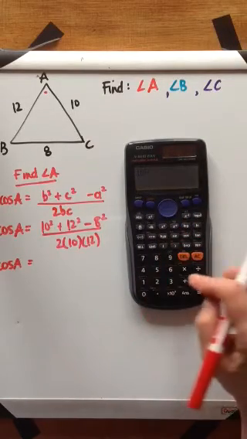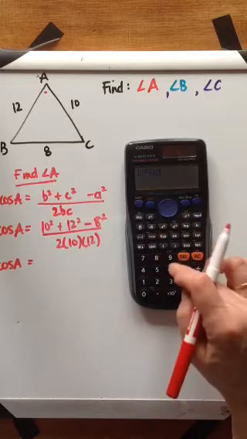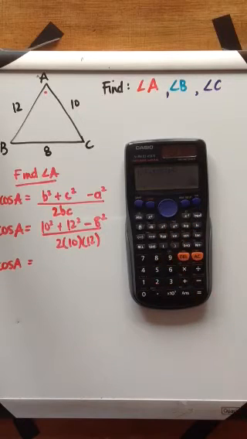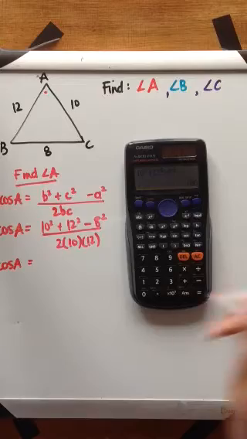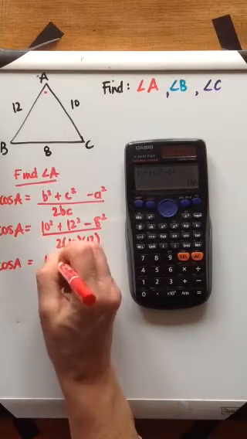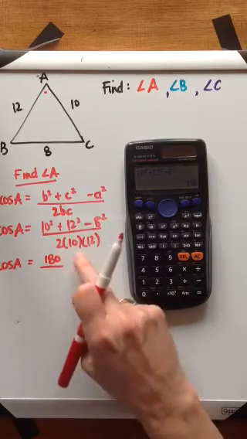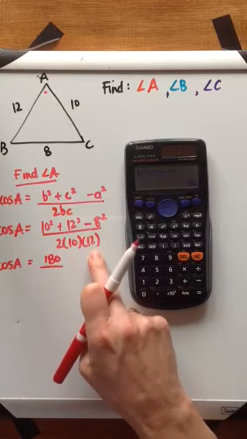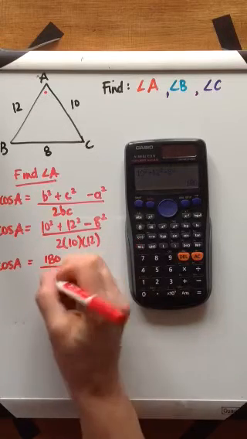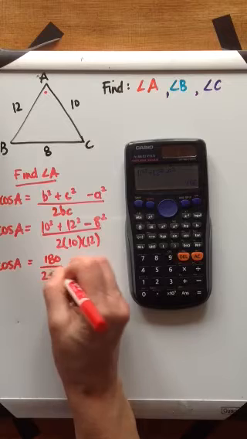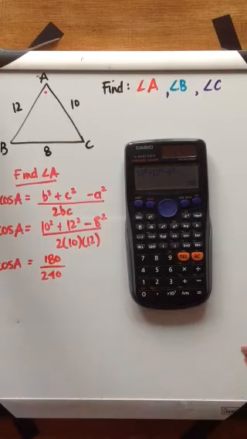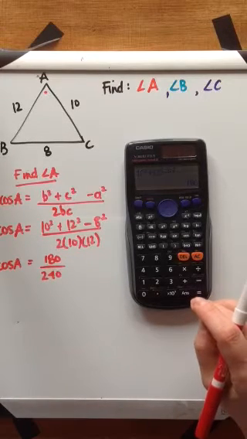So let's do 10 squared plus 12 squared minus 8 squared equals, and I would get 180. So I could put 180 on top here. And 2 times 10 times 12, well, 20 times 12 would be 240. Okay, you can put it in your calculator if you don't believe me, that's okay.